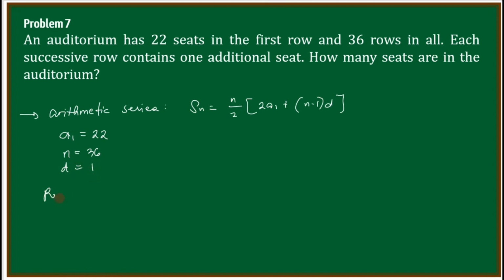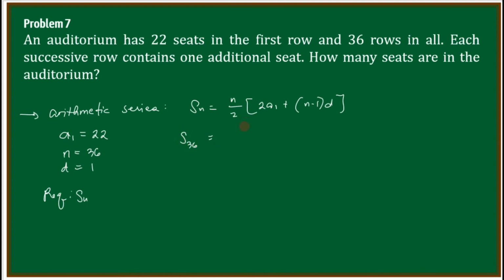So, ang hinahanap is how many seats are in the auditorium. Yung S sub N. Okay? So, simple substitution lang yan. Okay. So, ang N natin is 36.